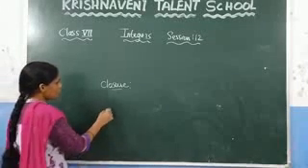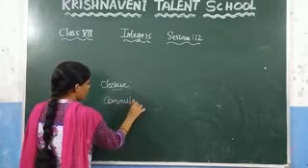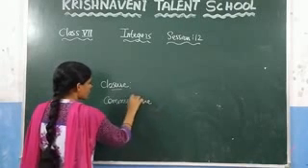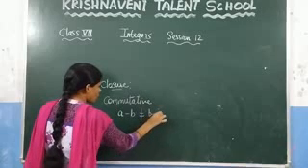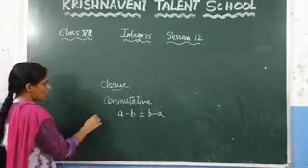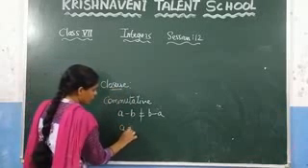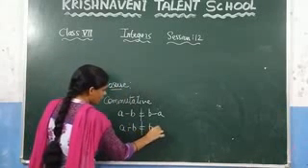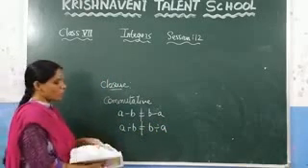After that we discussed the commutative property. Earlier we discussed that a minus b is not equal to b minus a. After that we discussed division also, and you know that a divided by b is not equal to b divided by a. This is also discussed under the commutative property.